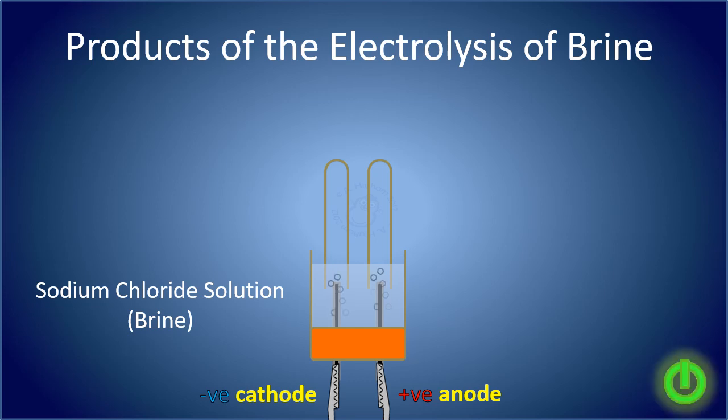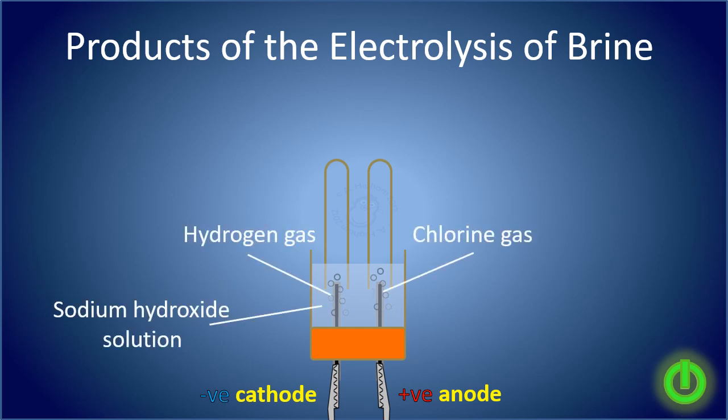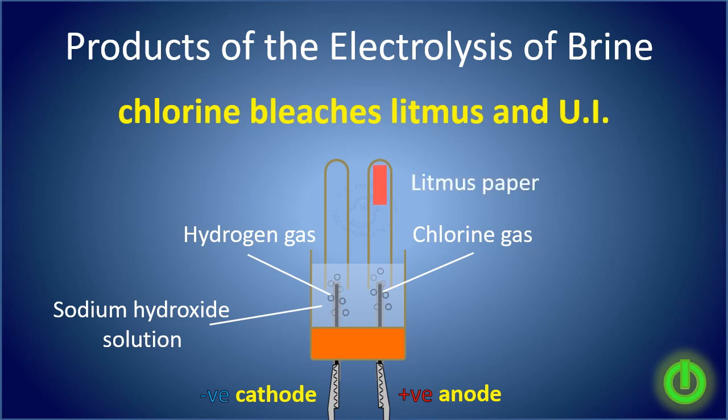So if we switch the current on, the sodium chloride solution, or the brine, will yield hydrogen gas, chlorine gas, and sodium hydroxide. You get marks for being able to tell the examiner that you know the test for chlorine gas. Chlorine gas will bleach litmus paper, so it strips the colour out of anything with a dye in it. Litmus paper or universal indicator has a dye in it, so chlorine gas would bleach that, basically strip out the colour. So you can just use the word bleach.